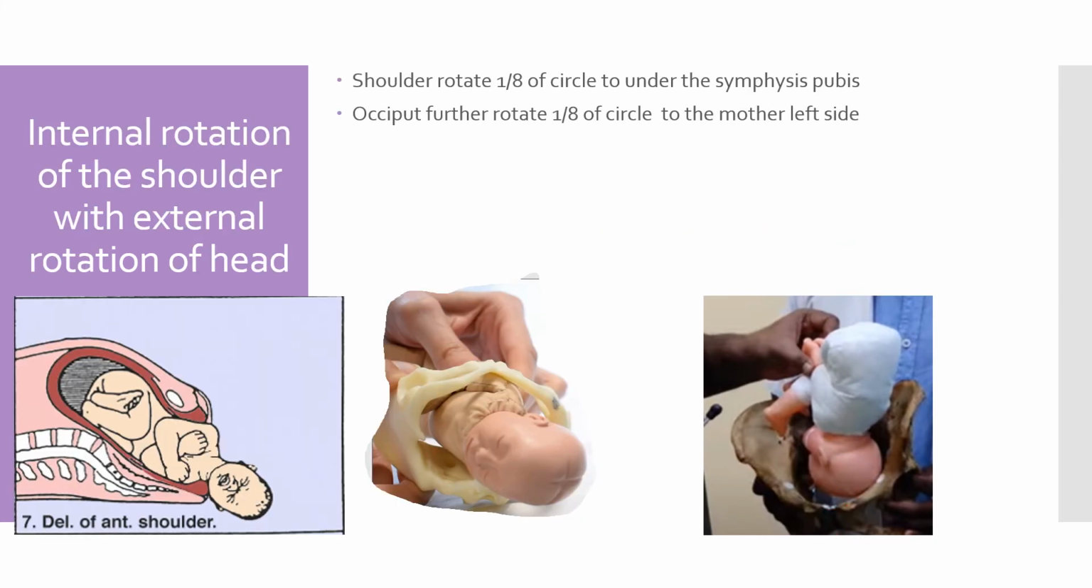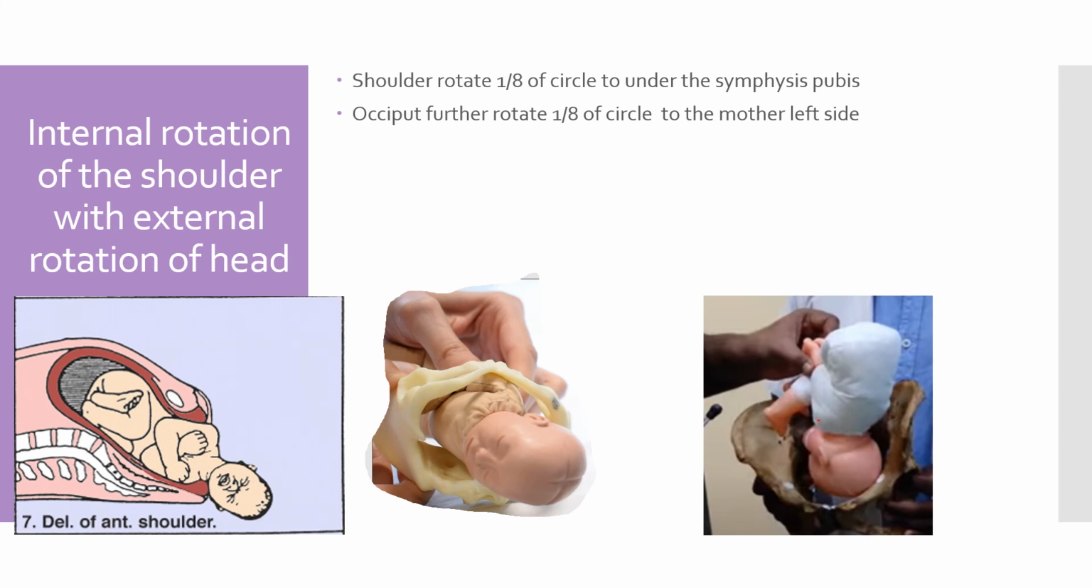Clear? Next is internal rotation of the shoulder with external rotation of the head. Here the internal rotation of the shoulder occurs simultaneously, meanwhile the external rotation of the head occurs. The shoulder rotates 1/8 of the circle. Now the shoulder is in the left oblique diameter. This anterior shoulder faces the right iliopubic eminence. So this shoulder is rotating.